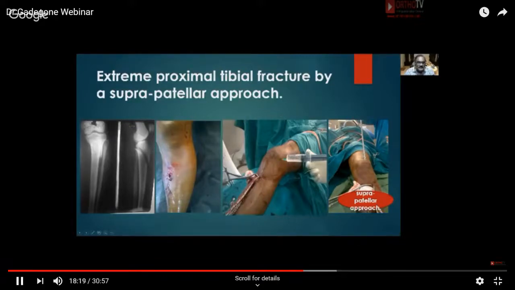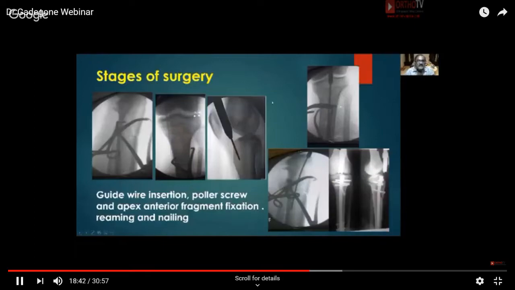But the patient was in a hurry. There was a compound grade 1 fracture. Soft tissue was not good. So I tried to do it by bypassing everything, so that the reduction was done properly. And then this was a healthy area. Suprapatellar approach. This was the nail insertion, and stages of surgery. This is the clamping.